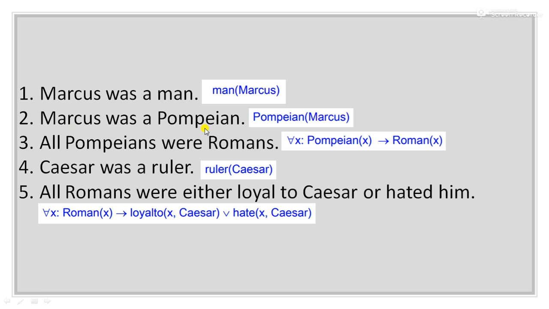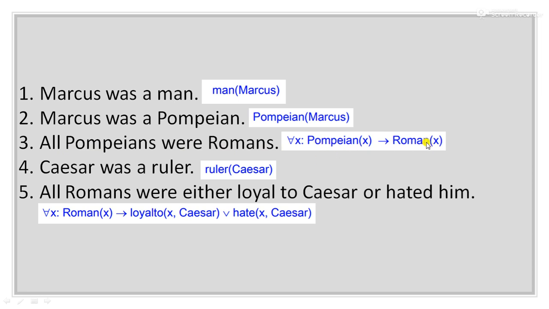Now all Pompeians were Romans. In this we have one quantifier, that is the universal quantifier, and I have already said that in case of the universal quantifier you have to use the if-then logical connective. So we are defining a variable: for all x, Pompeian(x) implies Roman(x), because every Pompeian was a Roman. So you could think like there was a class called Pompeian, and there is a class called Roman, and the Pompeian class implies Roman.